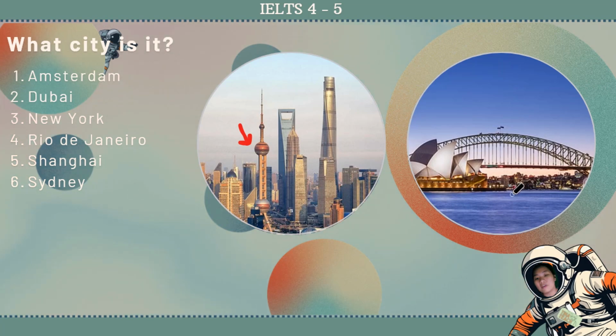Next up, we have our last choice. It is Sydney, okay? Well, Shanghai over here. This one is Sydney. Sydney has a very unique building, very much the same as this building here in Shanghai, is this one with the iconic bridge, okay? So if you see this particular building, it's Sydney.